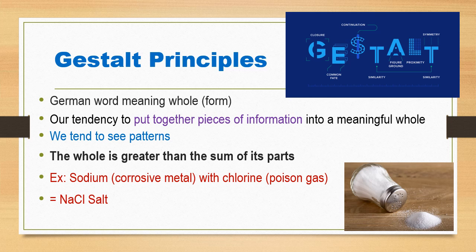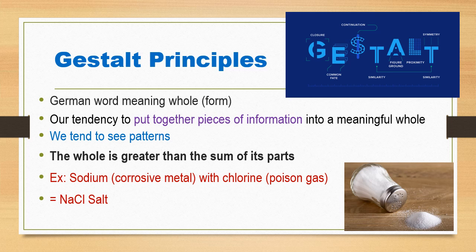So in Gestalt psychology, we say the whole is greater than the sum of its parts. Well, what do we mean by that? Let's take an example. If we look at sodium, that's quite a corrosive metal. And if we look at chlorine, that's a poisonous gas. So we don't like those two things individually. But when we put those two things together, we end up with NaCl, which is salt, which everybody uses. So the whole, the salt, is greater than the sum of its parts, the sodium separate and the chlorine separate. And that's what we mean.